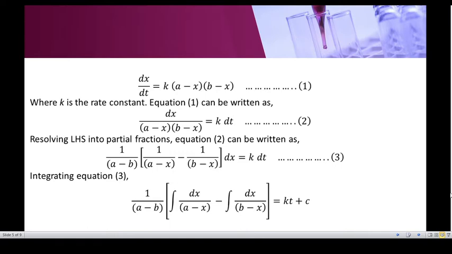is equal to k dt. Now if you want to get the reaction rate constant, we have to integrate equation 3. When we integrate equation 3, we will get 1 divided by (a minus b) into [integration of dx by (a minus x) minus integration of dx by (b minus x)] equal to kt plus a constant c.